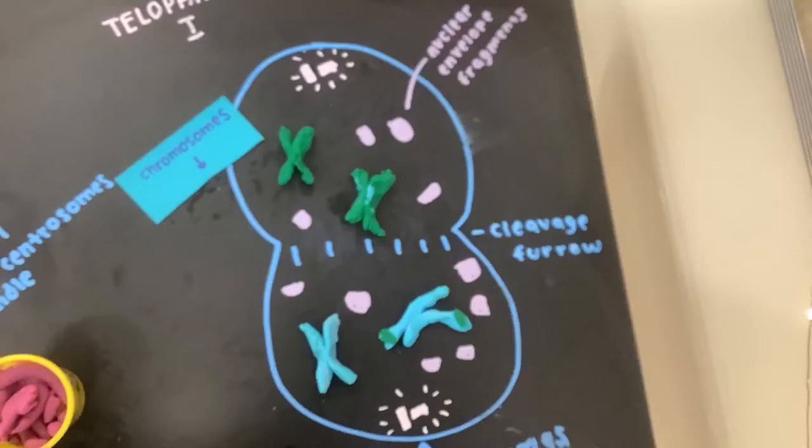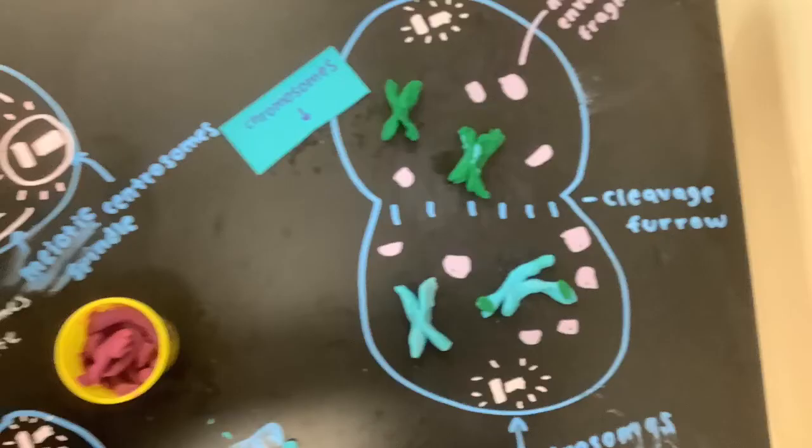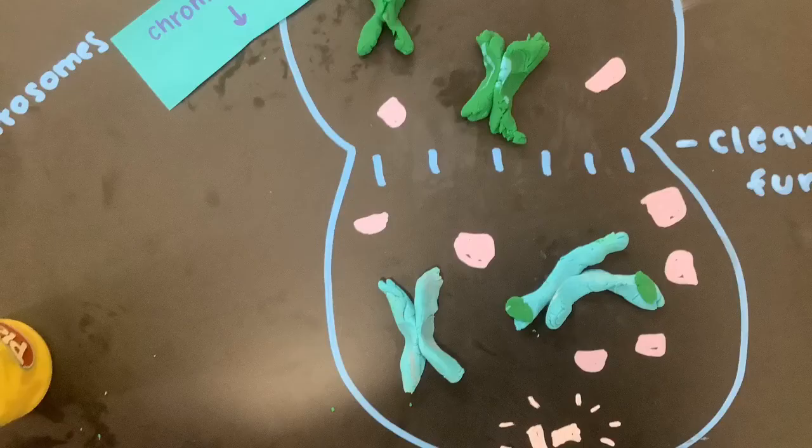In telophase 1, a cleavage furrow appears, and by the end of this stage, the parent cell has divided into 2 daughter cells. This separation of the cytoplasm is called cytokinesis. After cytokinesis, we start meiosis 2, which starts with prophase 2.